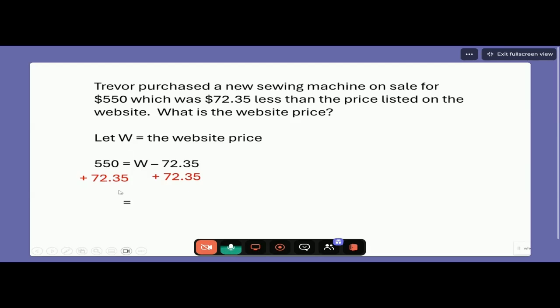Over on the left, I have 550 plus 72.35. That's going to add together to give 622.35. On the right, I have W minus 72.35 plus 72.35. Well, that's just zero, which leaves just the W behind all by itself. W equals 622.35. In other words, W is the website price.